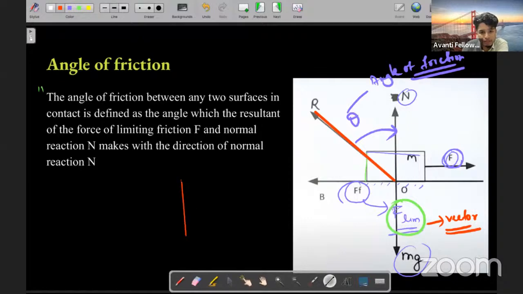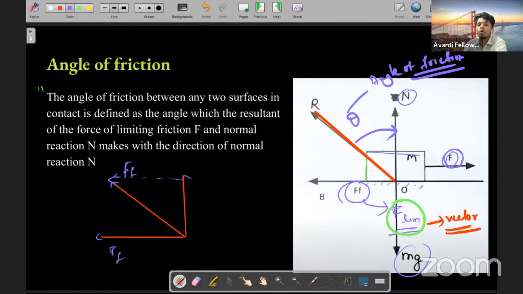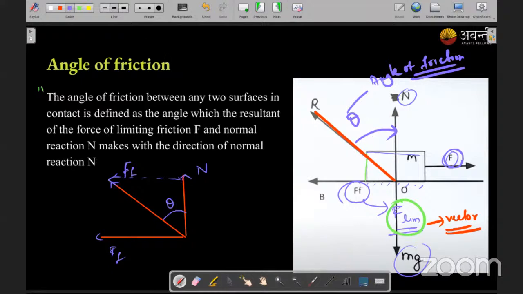Over here, there is this normal that is acting. There is this resultant that is acting. The friction force was acting over here. Can I shift the friction force over here? Yes or no? Since it's a vector, we can shift it. You have studied, we can shift it. So this is angle theta. Now this is the normal force. Yes, students?